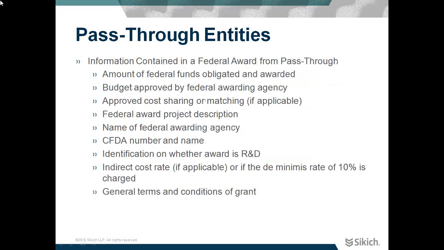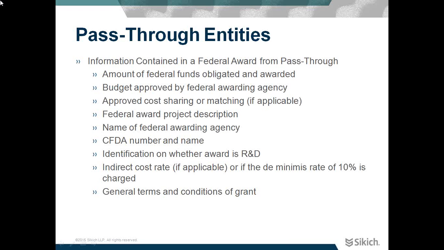Other information contained in the federal award that the pass-through has to include: obviously the amount of federal funds obligated and awarded. If there's a budget that needs to be followed, that has to be approved by the federal award agency. If there's approved cost share or matching, where an entity must also raise their own non-federal funds as part of the match, those funds have to be used as well. You also need to know the name of the federal awarding agency, whether it's the U.S. Department of Health and Human Services, Department of Housing and Urban Development, or any of the federal agencies.